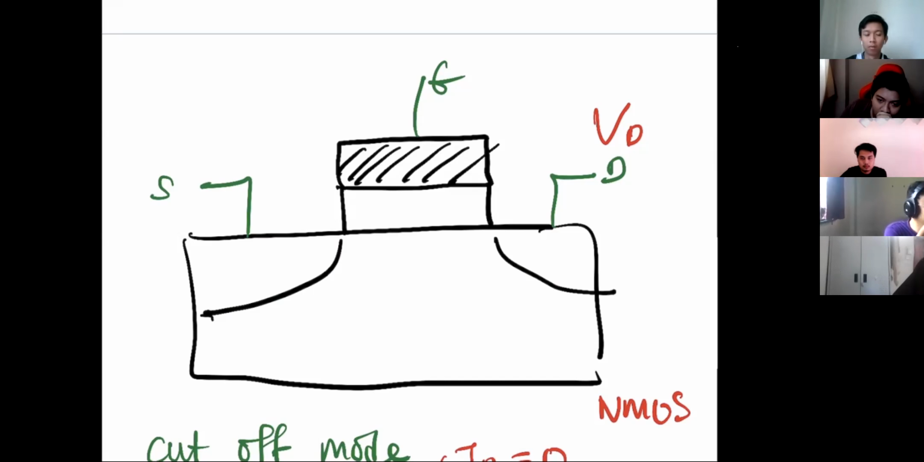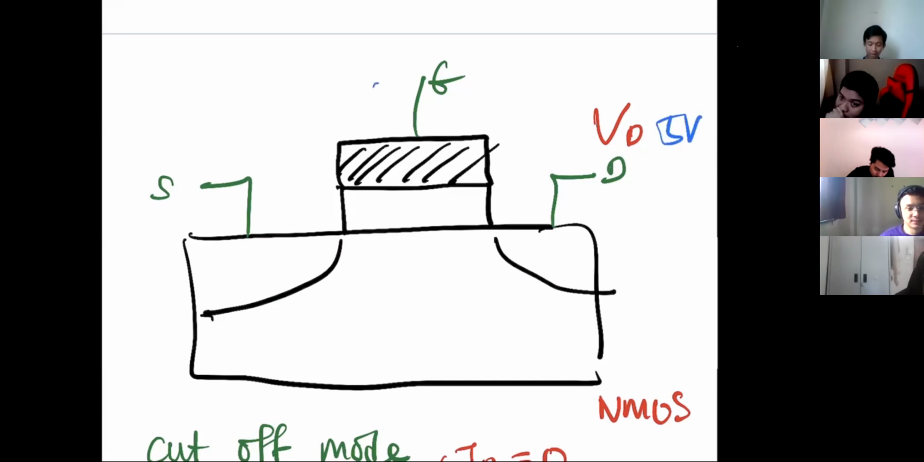So Muhaimin, answer this. What happens if I make the VD to be 5 volt to my MOSFET? Just like what Zarif already said, when we apply a higher VDS, there will be a pinch off. So there is no further increase in the drain current. What is pinch off? Pinch off is that the inversion channel, at one end, suddenly becomes smaller, just like a triangle.